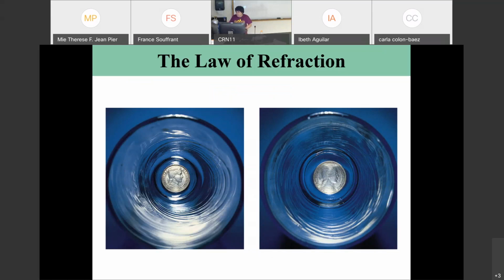Yeah, so there you are, right? So on the left, you have a coin in an empty glass. On the right, you have the coin with the glass. Oh, there you are, right? That's the perfect example. So when the coin is immersed in water, you will see the coin closer to you. That's because of refraction. And we call that apparent depth.